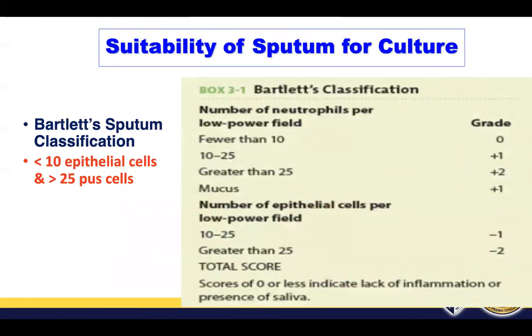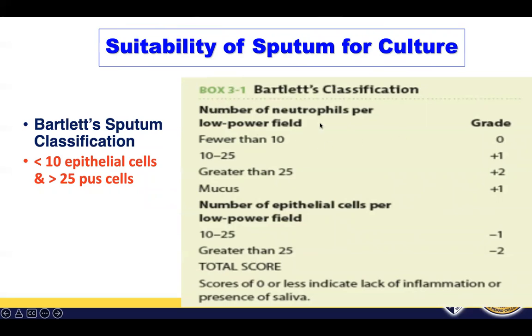Okay. Now, even if it has been assessed in the receiving area, it does not mean that your specimen can be submitted for culture right there and then. It needs to pass through suitability testing for culture. This is done using the Bartlett's sputum classification, wherein the specimen that's suitable for culture should have less than 10 epithelial cells and more than 25 pus cells.